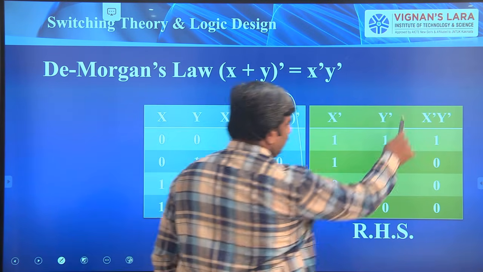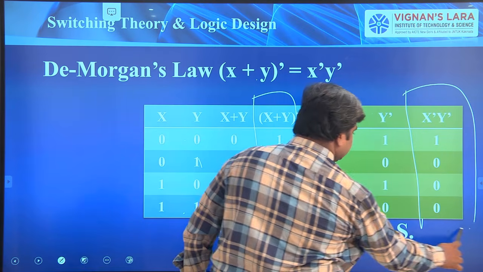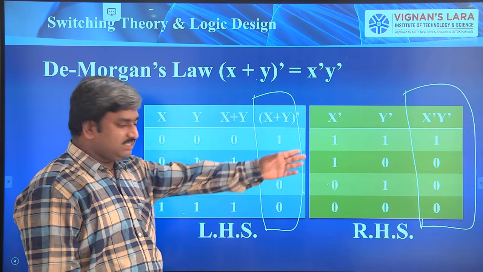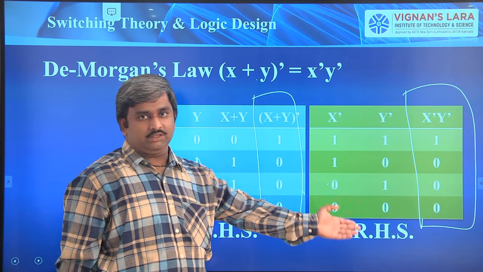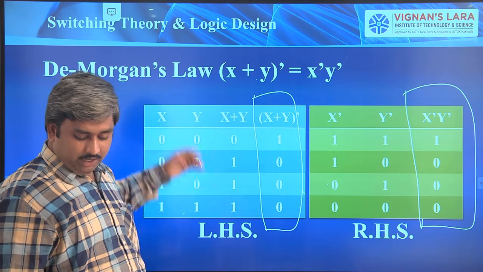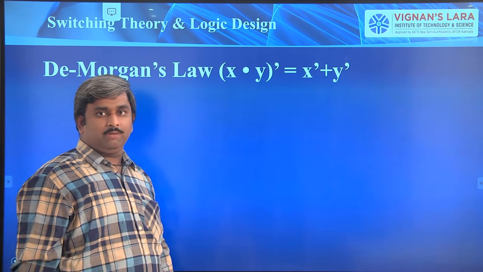This is the LHS value, this is the RHS value. Check whether both are the same or not. Both are the same. So LHS is equal to RHS. So we have proved De Morgan's first law. Okay. Next, coming to the second law.